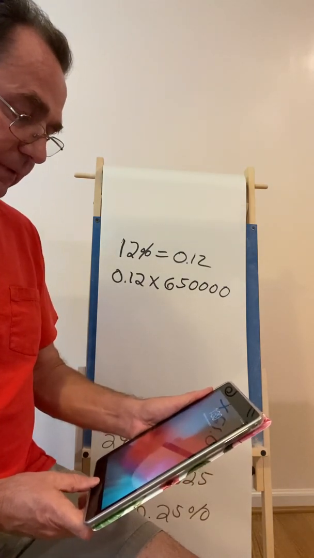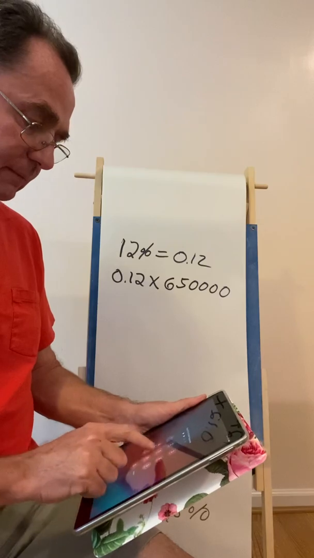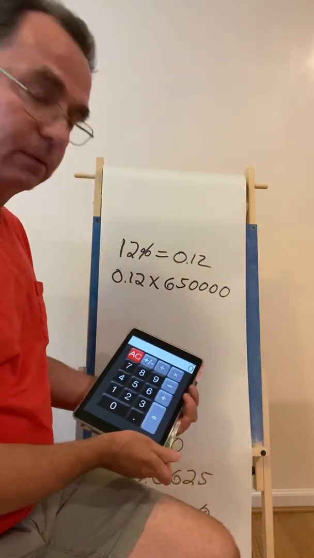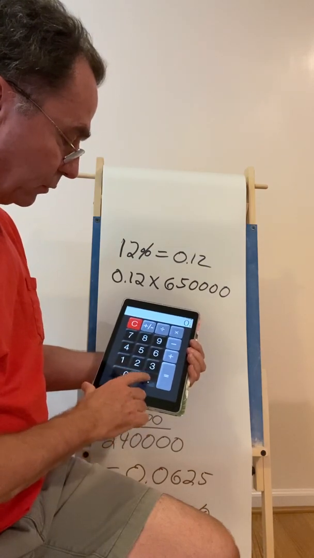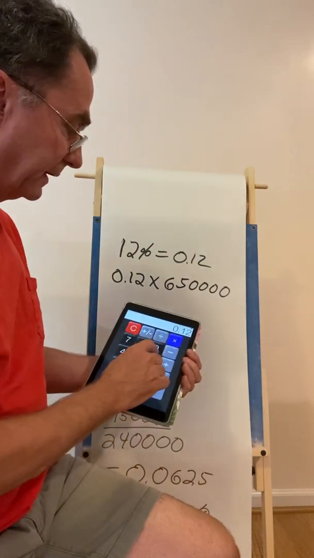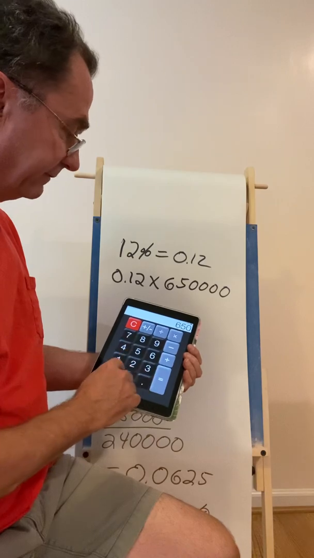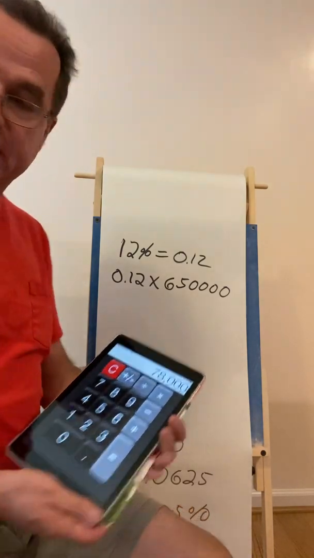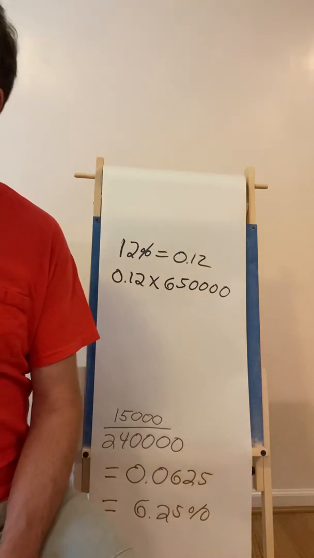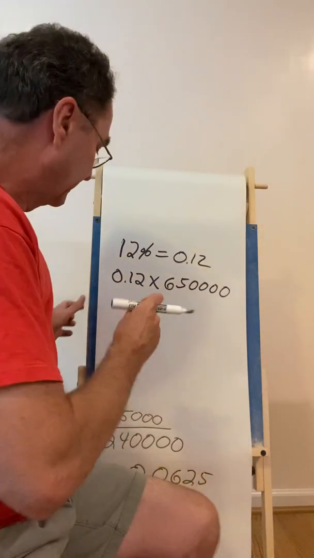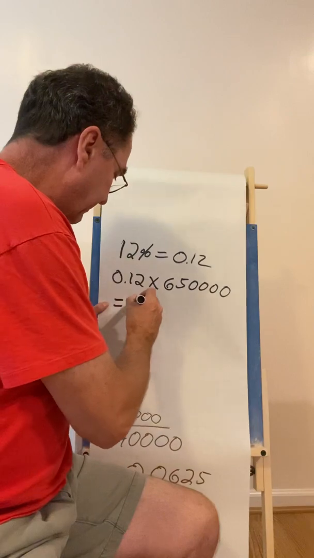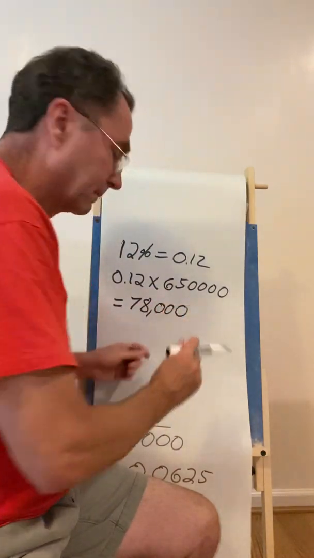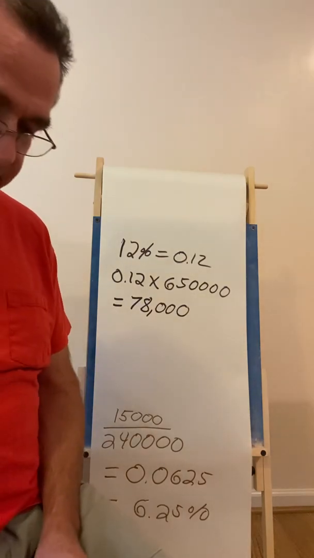So let's bring up that calculator again. And I'm going to clear out my previous problem. And I'm going to say 0.12 times 650,000. And I get 78,000. Mike owns 78,000 shares of stock.